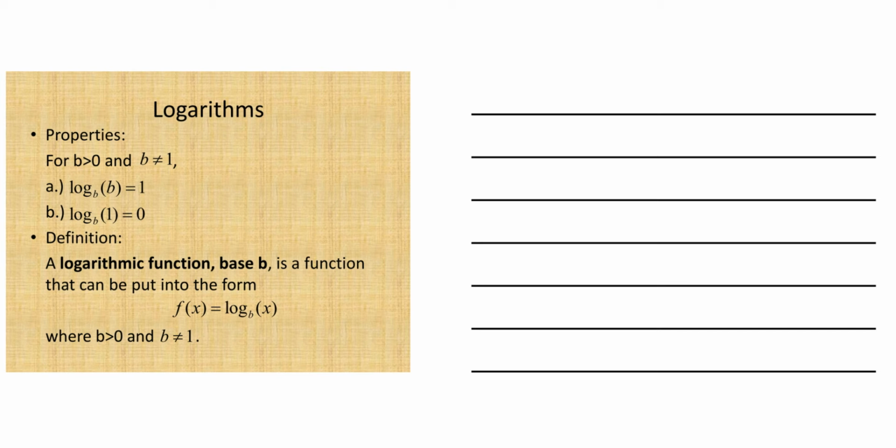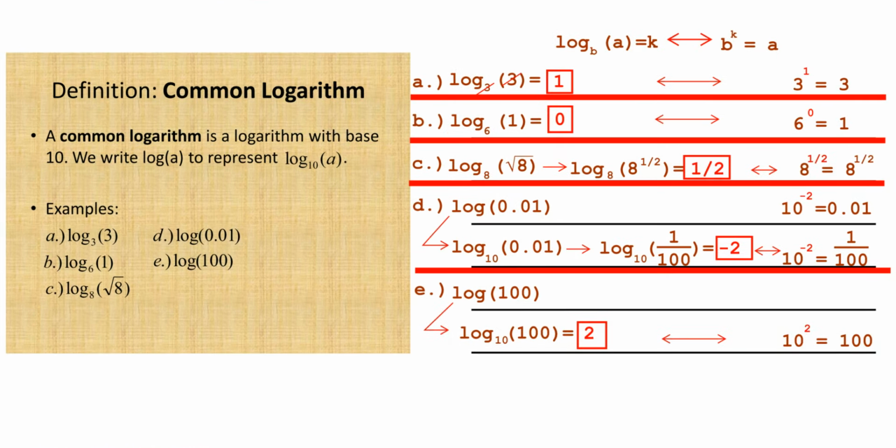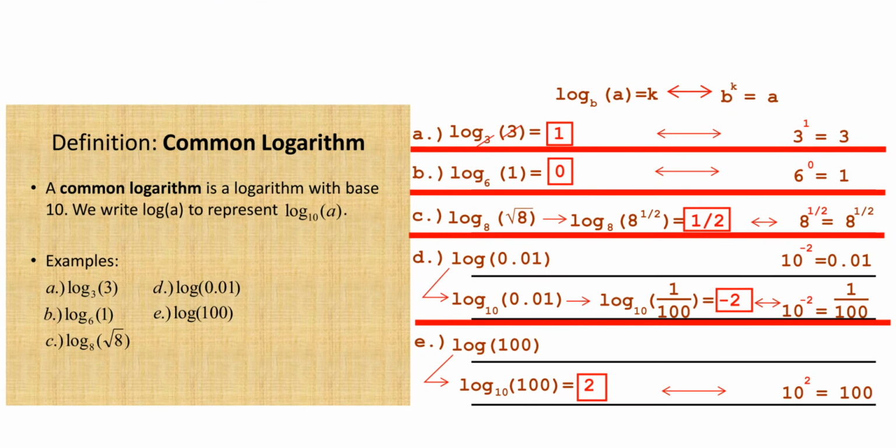And b, log base b of 1. Well, the only number that can give us a 1 is a 0, when you power it to the 0. So log base b of 1 is 0. Let's see. That would be our first 2 examples there, agreed?